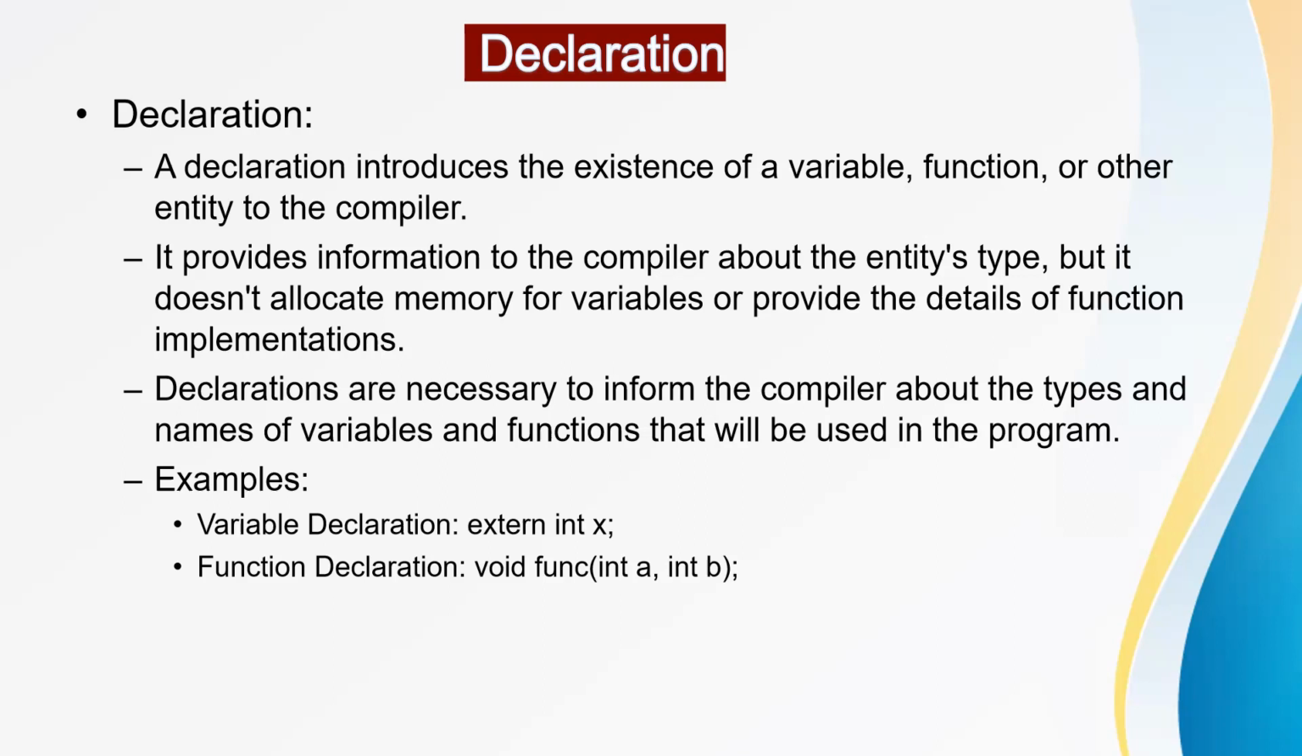Next, function declaration. Here, one function is there. It just informs the compiler about the function return type, the name, and the function arguments. It just informs the compiler; no memory is allocated in this declaration.